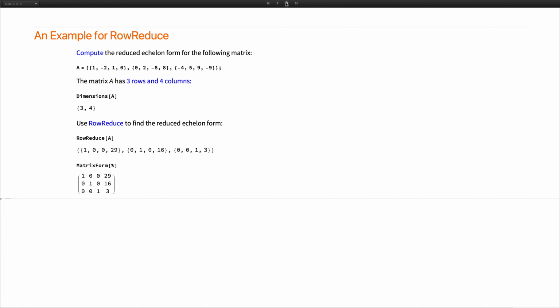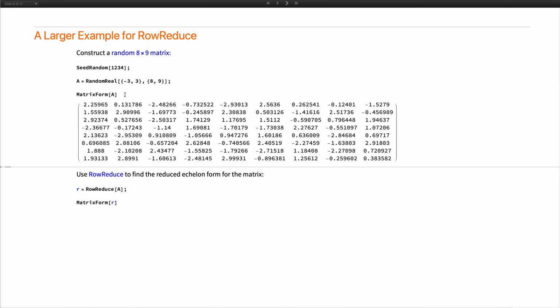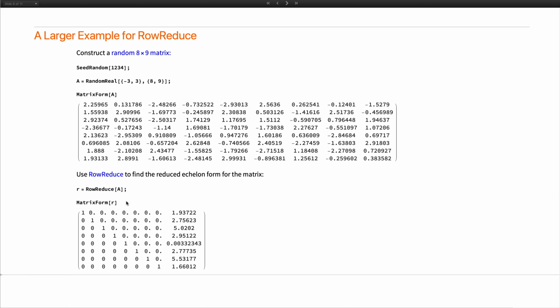Okay, a slightly larger example now. So here's a random 8 by 9 matrix. I use SeedRandom to just make sure I get roughly the same answer every time. So here's the random matrix with 8 rows and 9 columns. I apply RowReduce to it, and what you get back is a very nice, simple form.